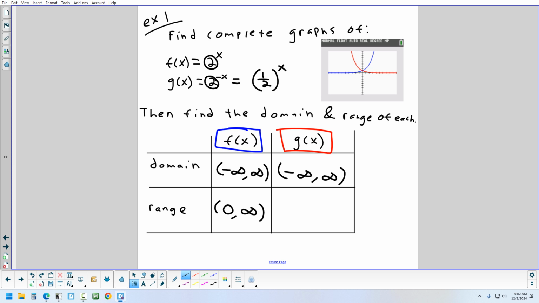And now let's look at the red one. How low does the red one go? And then how high does it go? Zero and infinity. It's the same thing. Yeah, it doesn't go any lower than the blue one. It goes as low as 0, and it goes up forever. So even though they are mirror images of each other, they have the same range. Now, if I mirror imaged it this way, that would be different. That would have a different range. But I didn't flip it up to down. I flipped it left to right.